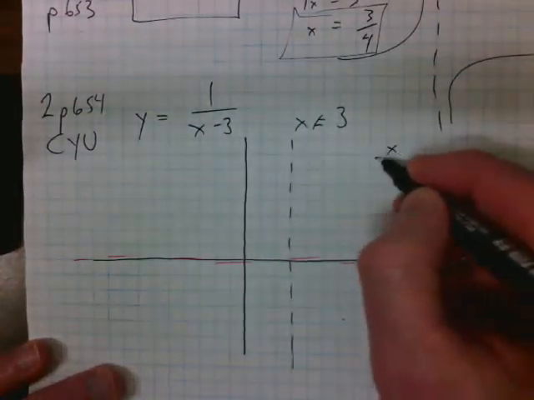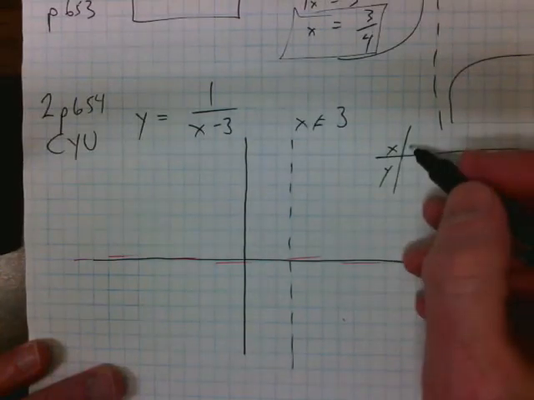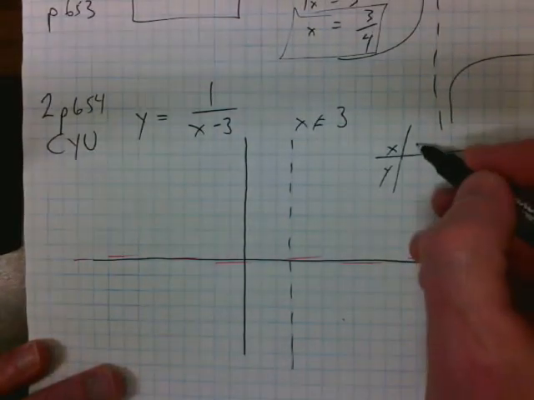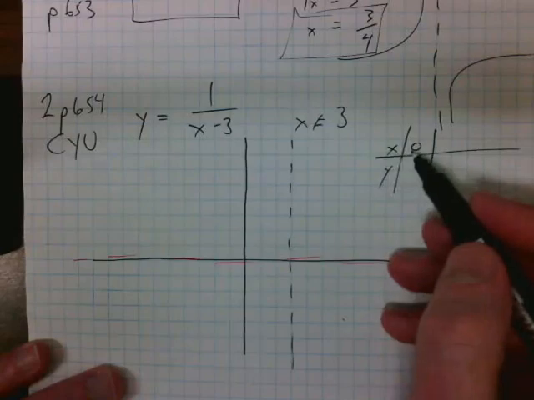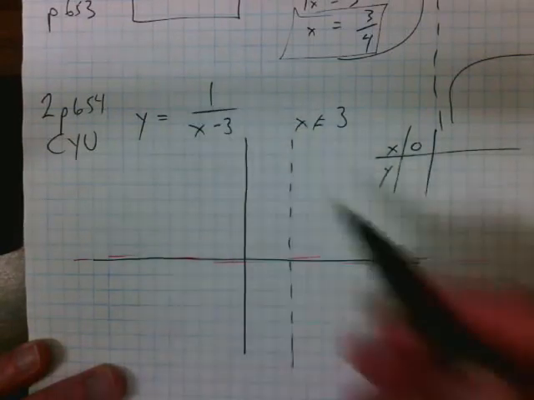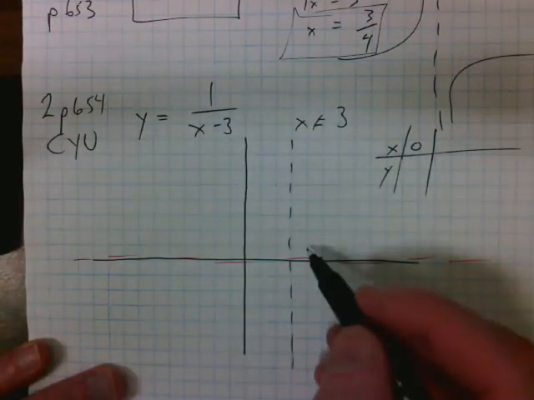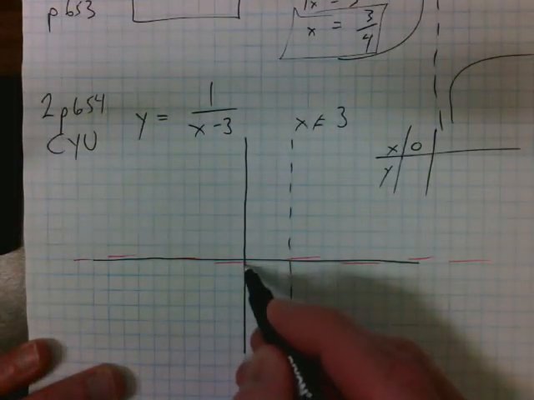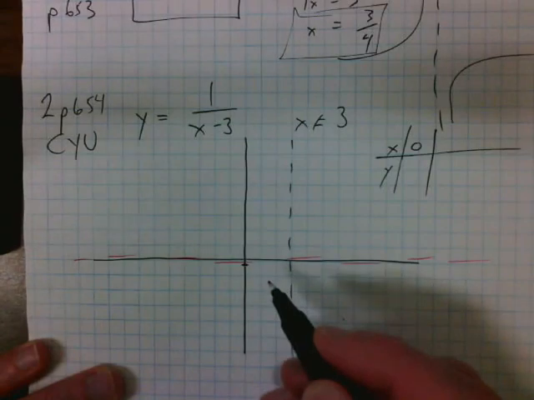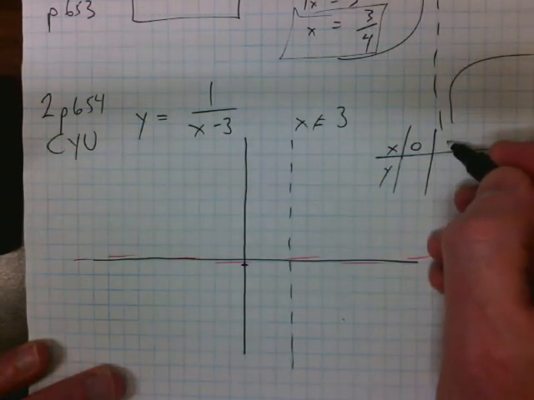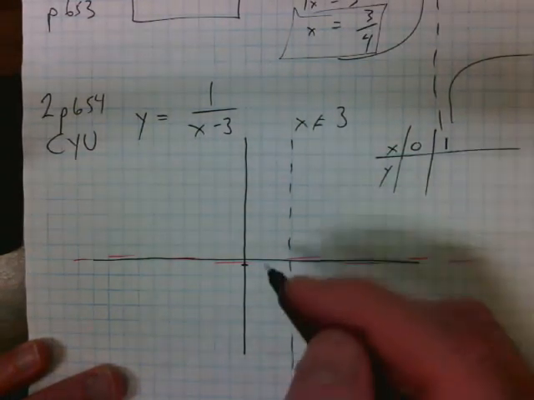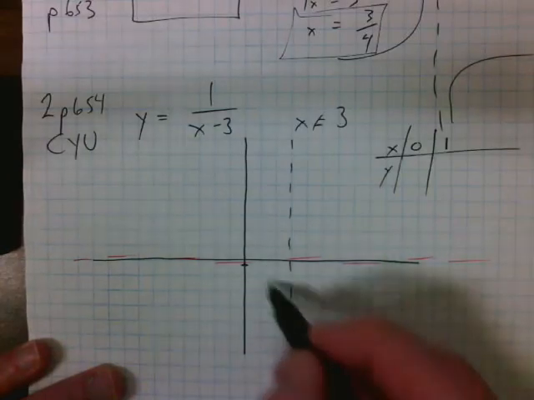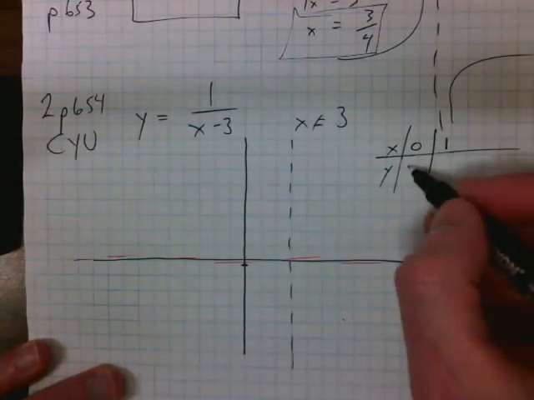We can do it this way, good old-fashioned table of values. Sucks that I'm doing this without you guys there, or without me being there. If x equals 0, y is 1 over negative 3, so it's negative a third. When x equals 0, y is negative a third, so it's somewhere about there. When x equals 1, so I think we've got this. This is what's going on. Yeah, it's negative a third.